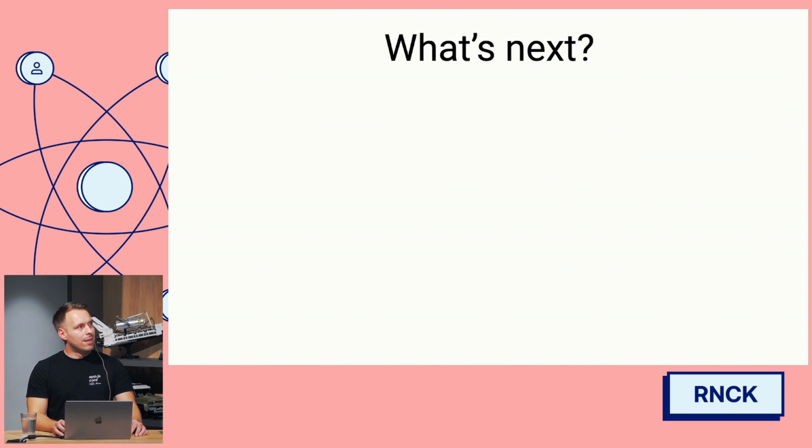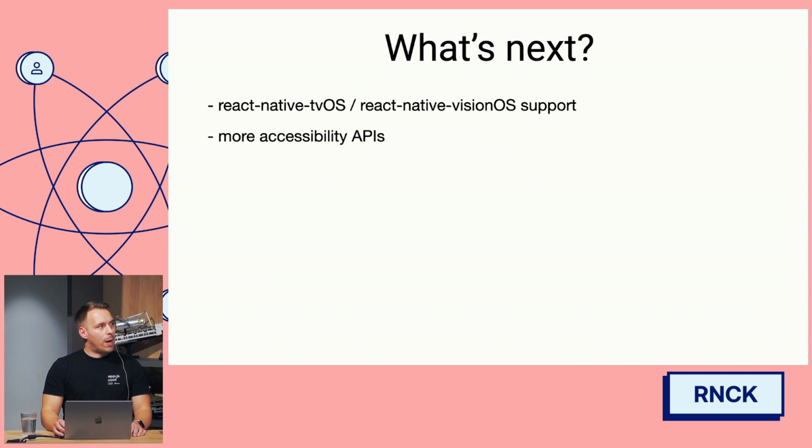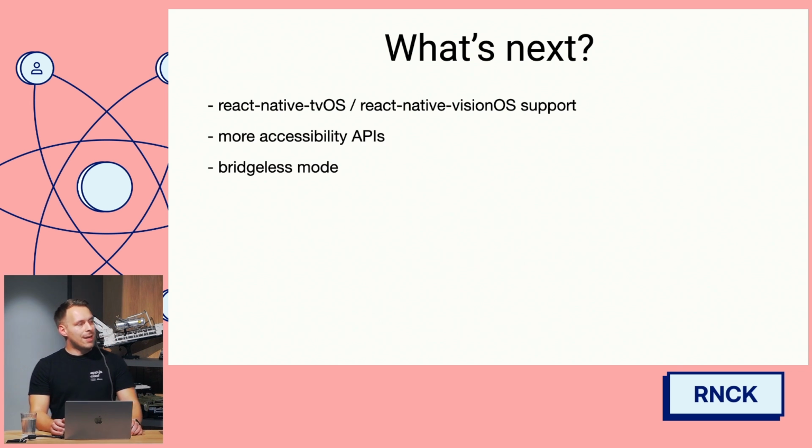So, what's next? How do I see Unistyles in the next few months? For sure, I need to add support for React Native Vision OS with multiple windows and React Native tvOS. I would like to be fully multi-platform and universal. I would like to add more accessibility APIs. I know that we don't like it as developers. We don't like to add accessibility, but I hope I will make it easy for you. As Kasper mentioned, soon we will use bridgeless mode, so I need to also cover that.